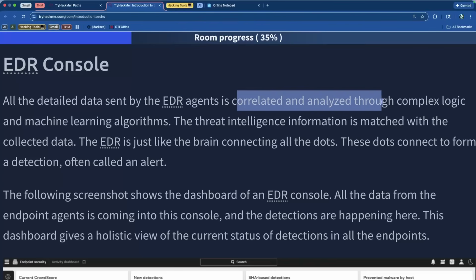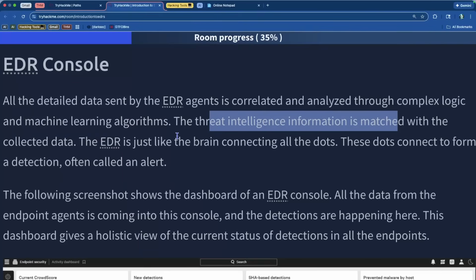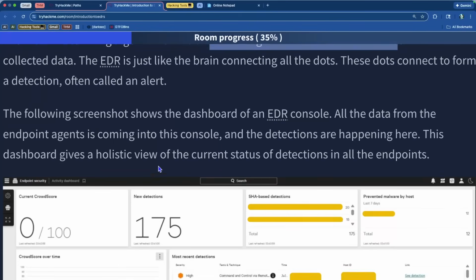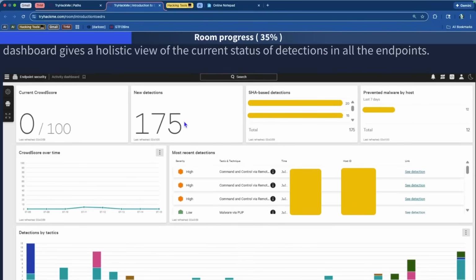The EDR console receives all the detailed data from those agents. It's all correlated and analyzed through complex logic and machine learning algorithms, and the threat intelligence information is matched within the collected data. The EDR is just like the brain connecting all the dots, and these dots connect to form a detection, often called an alert. The following screenshot shows us the dashboard of the EDR console and all the data from the endpoint agents coming into the console, and the detections are happening, and it gives us a holistic view of the current status of the detection. So we have 175 detections here.